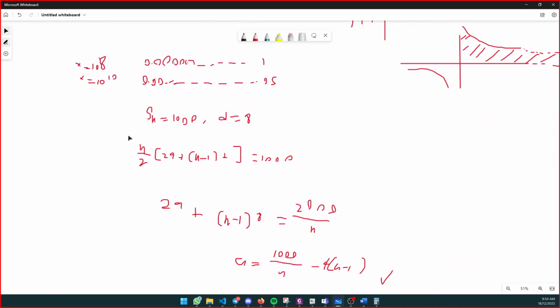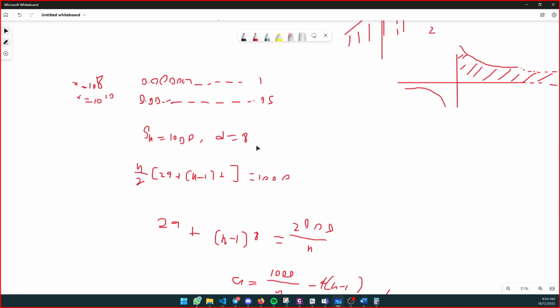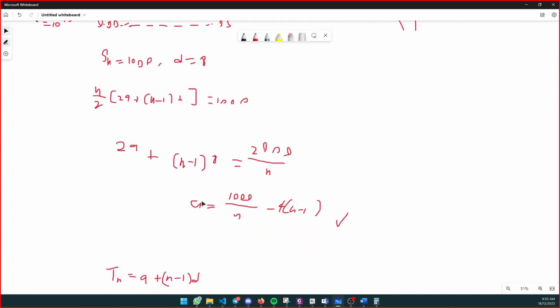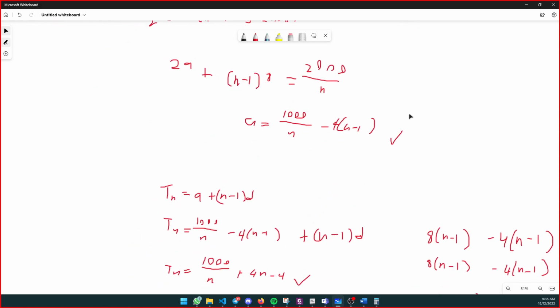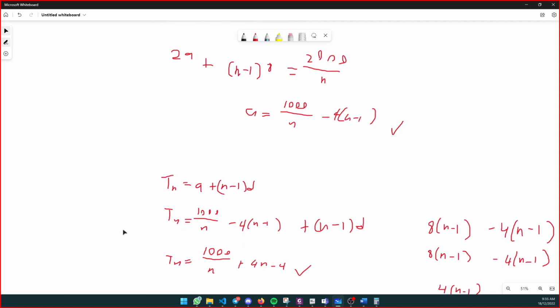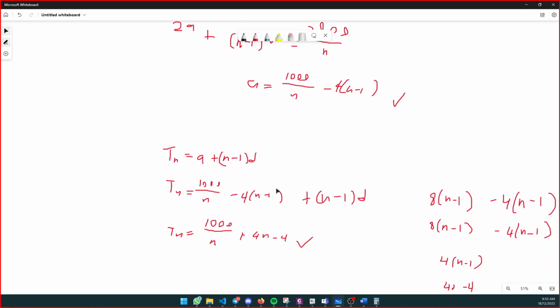So I say that Sn equals 1000 and d equals 8. Then using the formula for the sum of an arithmetic progression, we get that it's equal to 1000. Then I put everything together. I'll get that a equals 1000 over n minus 4 times n minus 1. And then using that, I'm going to go to the arithmetic term, the nth term equals a plus n minus 1 d. I already know what a is, so I'm putting a back in.